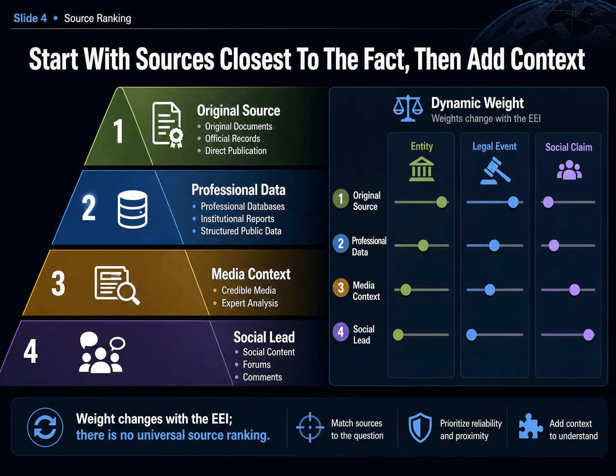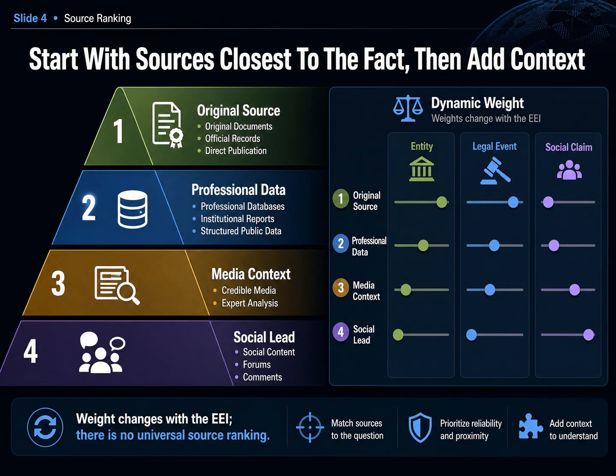Sources can be grouped into 4 broad tiers, but do not memorize them as a permanent league table. The first tier contains original documents, official records, and direct publication. The second contains professional databases, institutional reports, and structured public data. The third contains credible media and expert analysis for context. The fourth contains social posts, forums, and comments for finding leads.